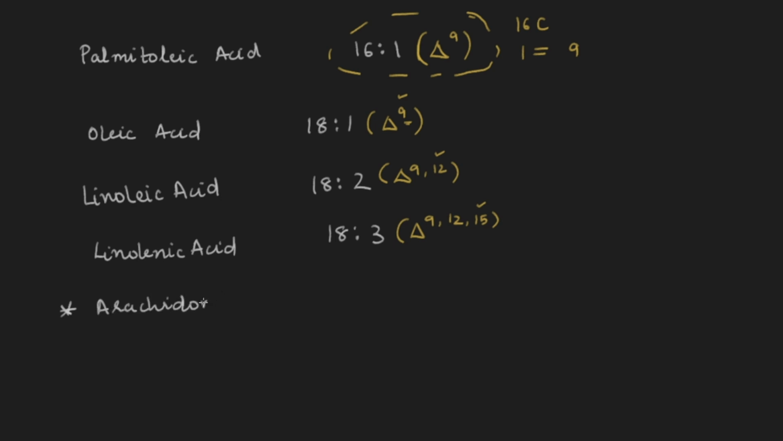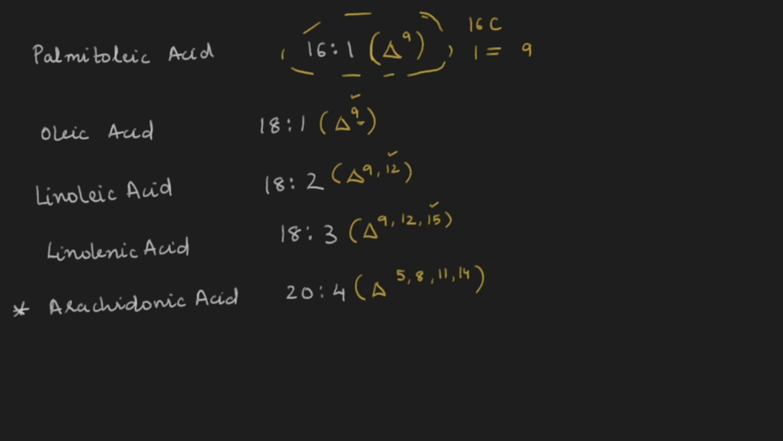There's one special case of unsaturation in arachidonic acid. Arachidonic acid has 20 carbons and 4 unsaturations, but the unsaturation is present at different positions. It is at carbon number 5, 8, 11, and 14. So these are a few examples of unsaturated fatty acid.